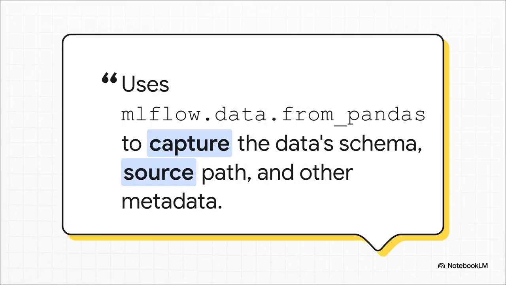Inside that lineage method, one single function call, mlflow.data.from_pandas, does all the heavy lifting. It takes the data and automatically creates a special MLflow dataset object. This thing captures the schema, the source path, all that critical metadata. This object is what gets logged to MLflow, and that's what creates the link in our audit trail.